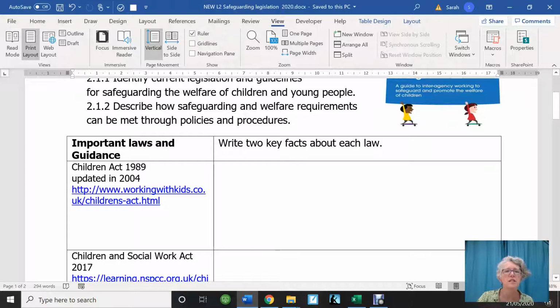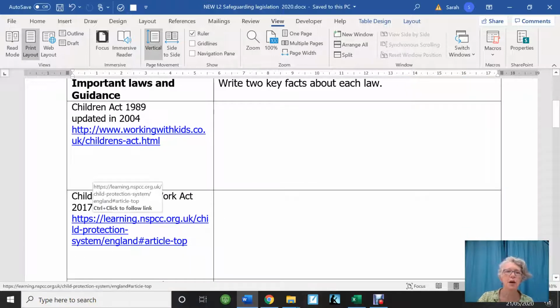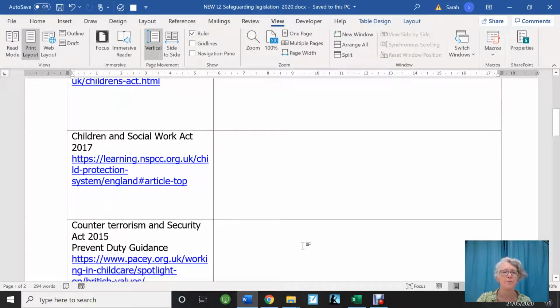The 2004 Act came after her death to make sure that all the different agencies work together. Since then, this has been updated by the Children and Social Work Act in 2017. So have a look at this law. I'm sending you here to the NSPCC website to find out about that. 2 facts. You can even copy and paste from the websites if you want to.